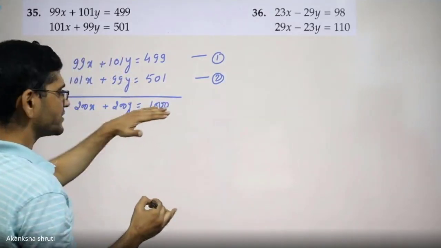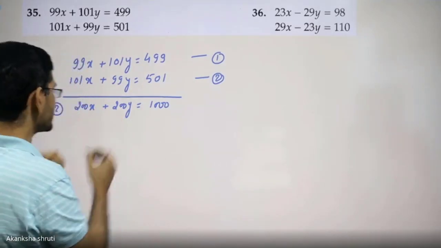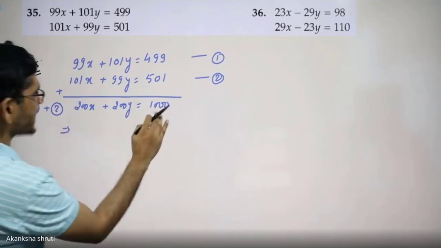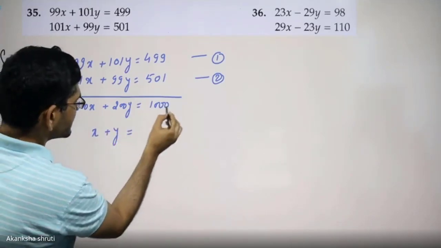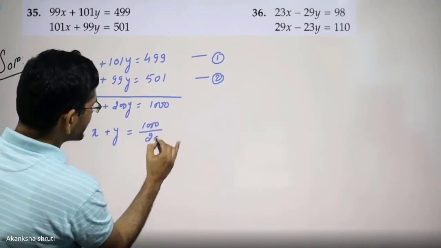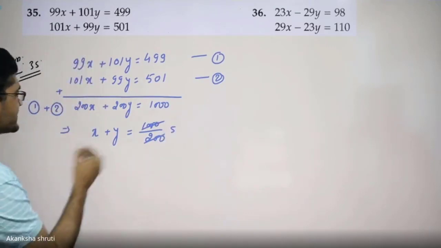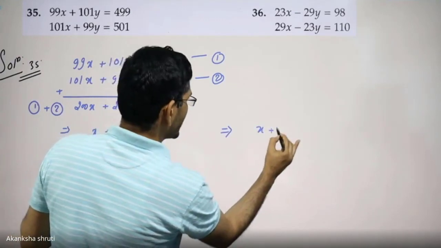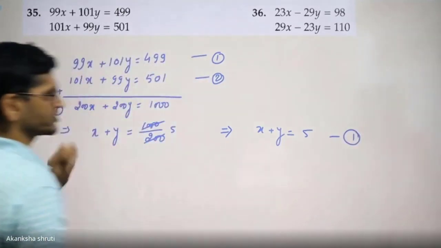So here none of the variable is eliminated, but it simplifies the calculation. Here 200 is common, so we can divide both the sides by 200. We will get x plus y as 1000 by 200. 1000 by 200 is nothing but 5. It simply means adding these two equations, we are getting x plus y as 5. It is the one thing that we have obtained.